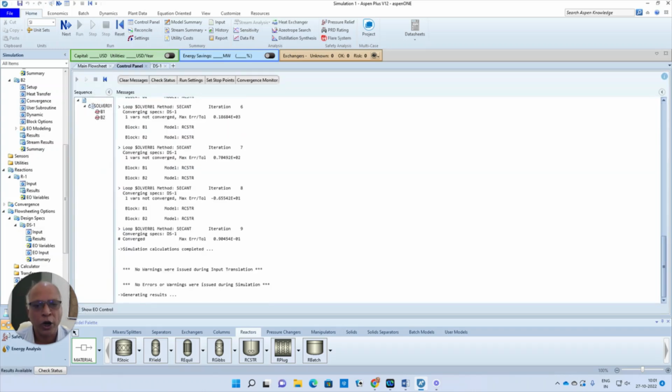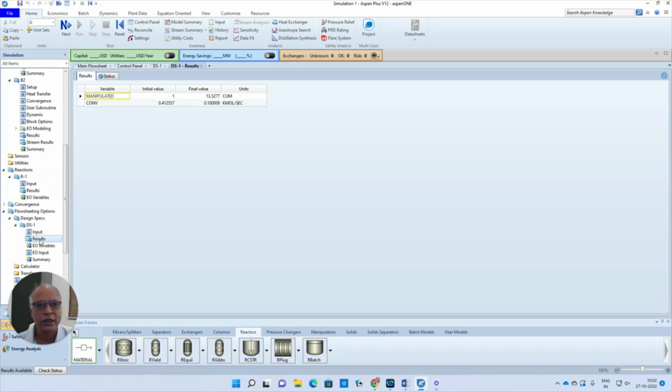I'm trying to address this problem in steps. So instead of addressing all the issues at once, as you know, for every design specification, secant method is the default method used by Aspen, and within 9 iterations, we were able to come to a convergent solution. Let us look at these results. So when the volume of the first reactor is 1, the flow rate of ethane at the exit of the second reactor is 0.41. But when the volume became 13, it has come to 0.1009. 1 kilomole is entering, so the conversion is 90%.